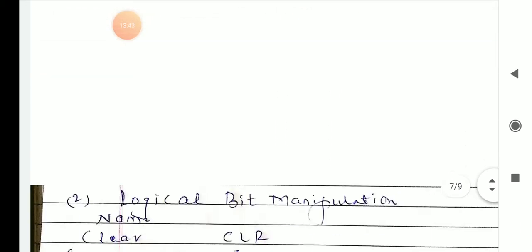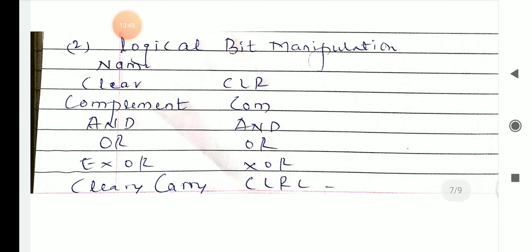Next one, logical bit manipulation. Name and mnemonic. In name you can write clear, and mnemonic CLR. Complement you can write COM, and you can write AND, or you can write OR. XOR you can write XOR. Exclusive OR you can write XOR. Clear carry you can write CLRC.